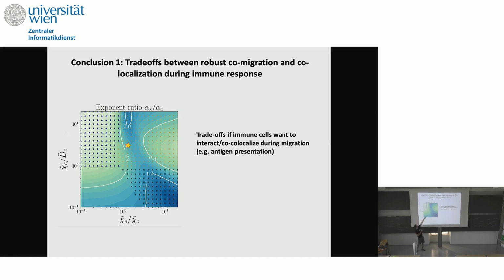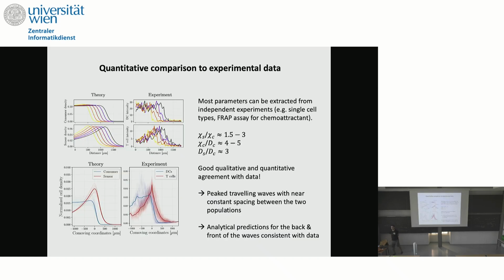And if you put the star here as the best fit parameters that are inferred, it's actually pretty close to the best parameter region, if you want to be both robustly migrating and co-localized. Of course it's very hard to prove optimality in biology, but we think it's interesting in the sense that it shows that if you want different populations of cells co-migrating, there are some really interesting trade-offs that show up, and maybe the data even obeys these trade-offs. So that's it.